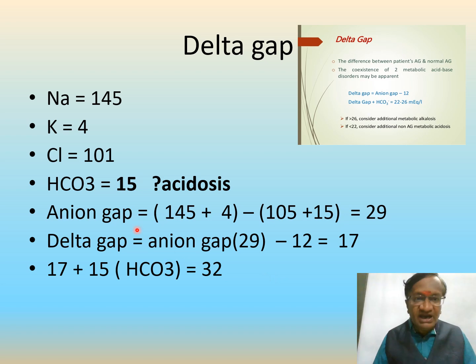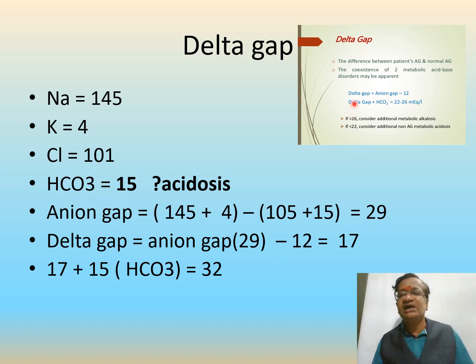Yes, but here, as we have found out the delta gap, now you see again, delta gap is anion gap minus 12. Delta gap plus bicarb, if it is less than 22, then there is an additional non-anion gap acidosis. If it is more than 26, there is an additional metabolic alkalosis. Here it is more than 26, so additional metabolic alkalosis.